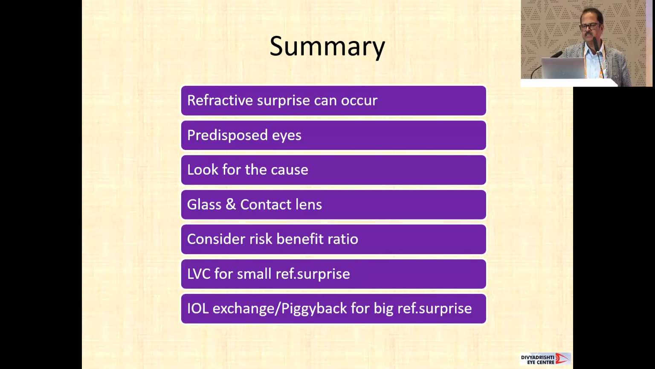Just to summarize, refractive surprise can occur no matter how careful you are, or how many new machines you use. Particularly in a predisposed eye, look for the cause. Give the options of glasses and contact lens. If they don't go for that, then you can use these procedures to correct the refractive surprises. IOL exchange and piggybacks are reserved for the big surprises, but you can go for laser vision correction for the small refractive surprise. Thank you so much.